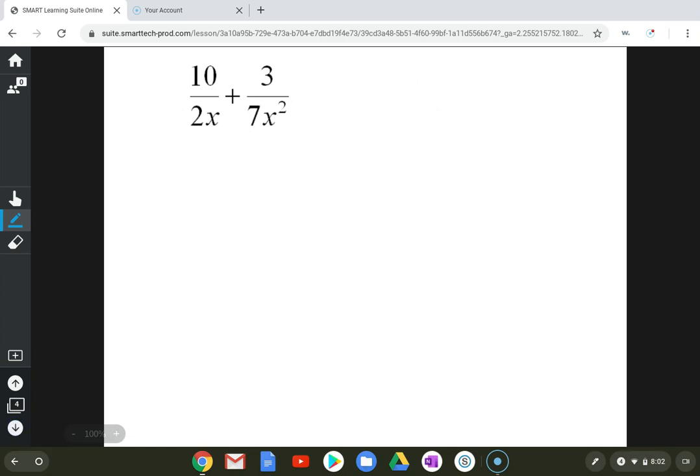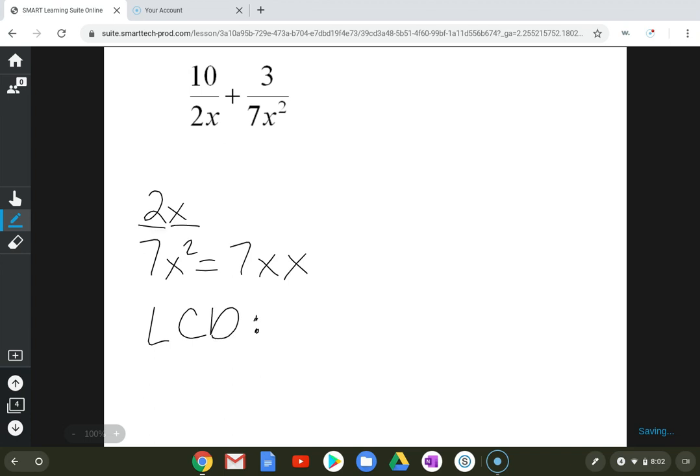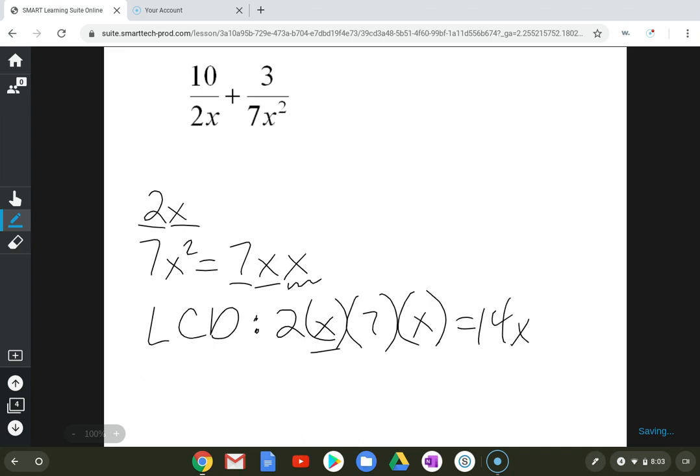All right, so for this one, we have a 2x for one denominator and a 7x squared for the other denominator. I'm going to write 7x squared as 7xx. So when you do your LCD, you list, we want a 2 and an x for sure. We need a 7. We already have one x, but we still need this second x, so we're going to multiply by another x. Our LCD would be 14x squared. It needs everything in both denominators to appear at least once.